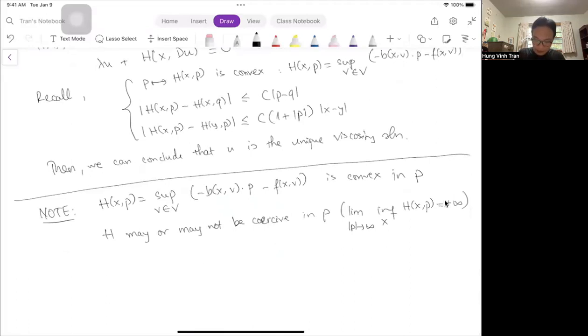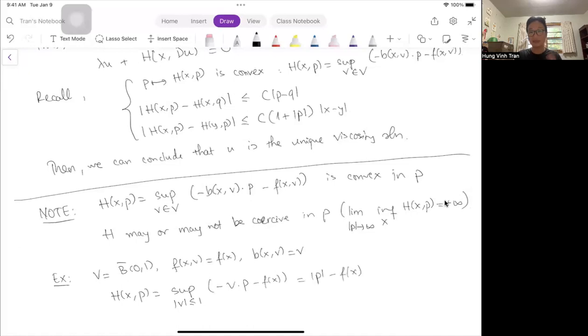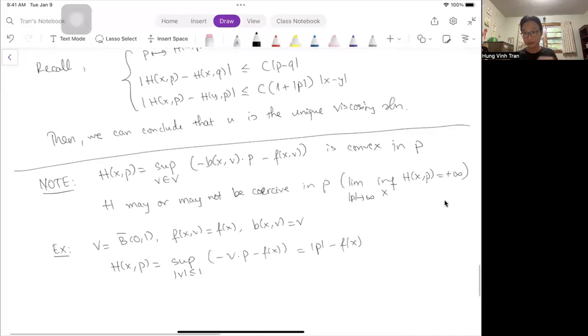You can think about an example. Let me recall quickly. If V is the unit ball, f depends only on x, and b(x,v) is v, then you can compute that H(x,p) equals the supremum over all |v| less than or equal to 1 of (-v·p - f(x)). This equals |p| - f(x). So if f is bounded and uniformly continuous, this is coercive in p, but it could go the other way, right?